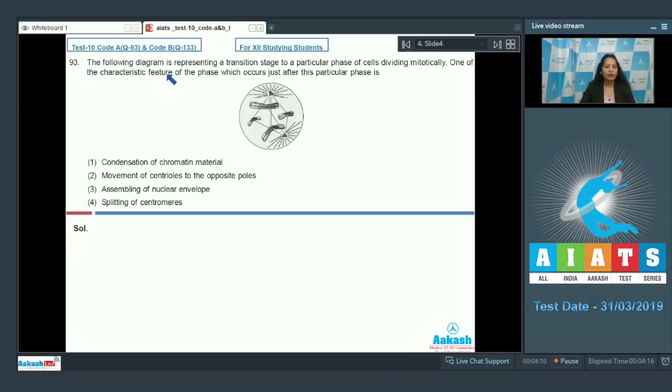Question number 93. The following diagram is representing a transition stage to a particular phase of cells dividing mitotically. One of the characteristic features of the phase which occurs just after this particular phase is: first option, condensation of chromatin material. Second, movement of centrioles to the opposite poles. Third, assembly of nuclear envelope. Fourth, splitting of centromeres. With the help of the given diagram, you can identify this stage is the transition to metaphase.